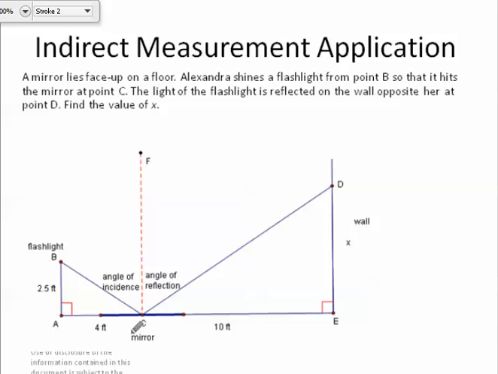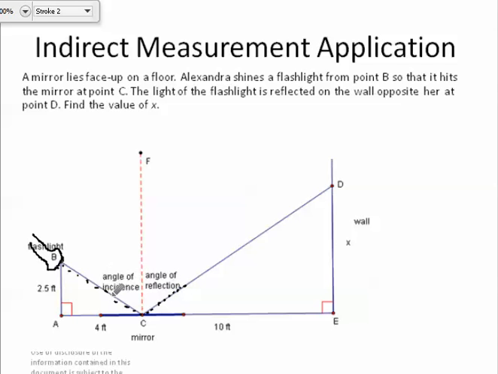This one is where you've got Alexandra sitting here with a flashlight. And she shines the flashlight down onto the ground. Right? The light comes down on the ground and hits a mirror. And it starts going back up.